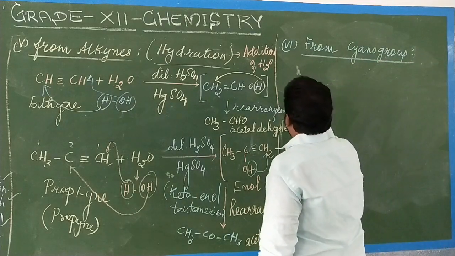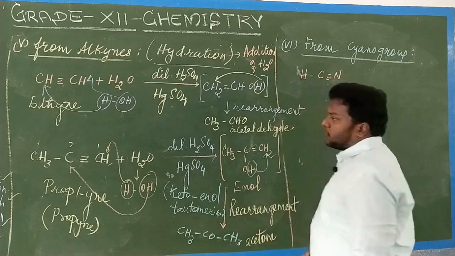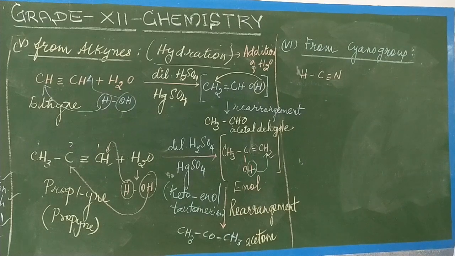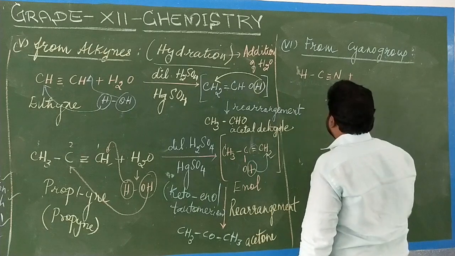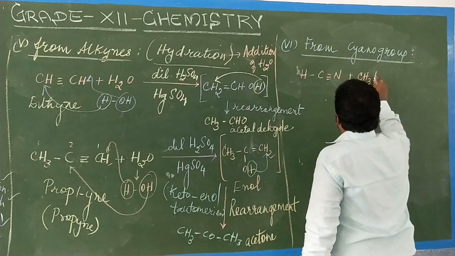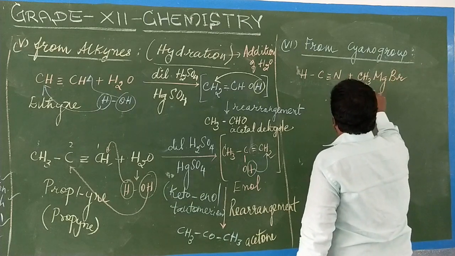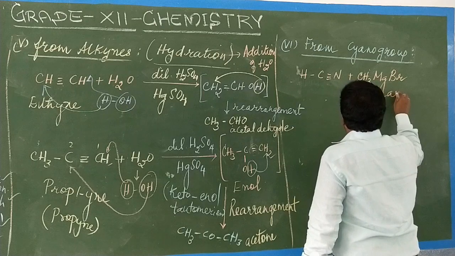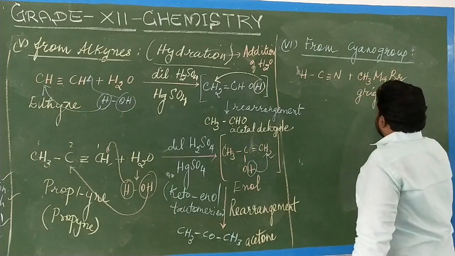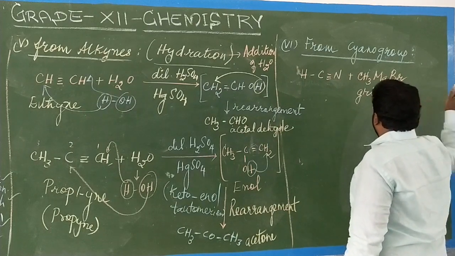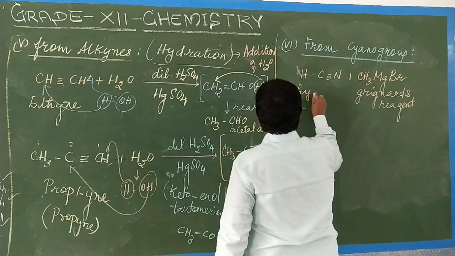So let us take hydrogen cyanide. Let us take what? Hydrogen cyanide, HCN, C triple bond N, hydrogen cyanide. This hydrogen cyanide on treatment with CH3MgBr. This is called as Grignard's reagent. This is called as what? Grignard's reagent, and HC triple bond N is called as hydrogen cyanide.